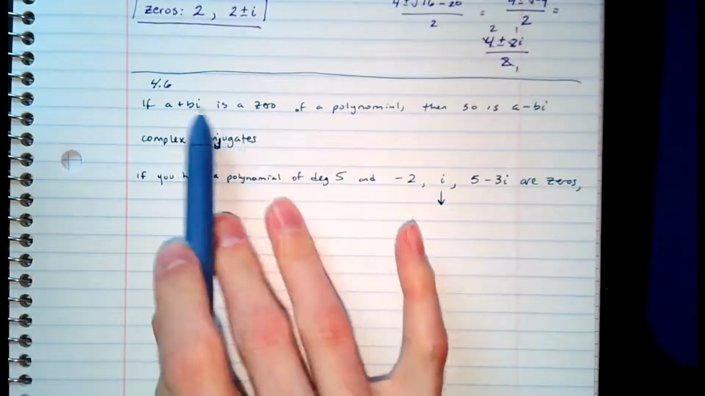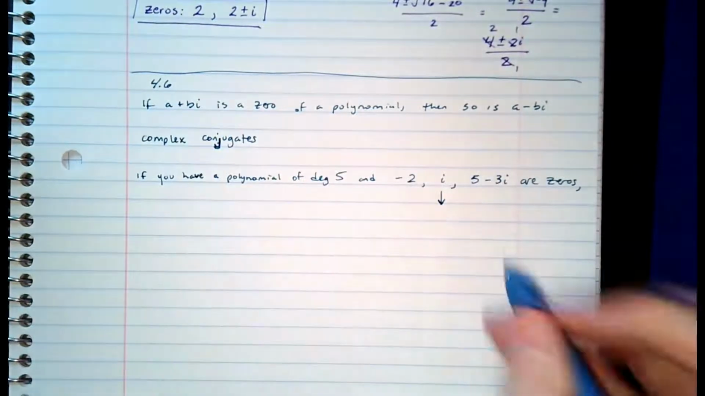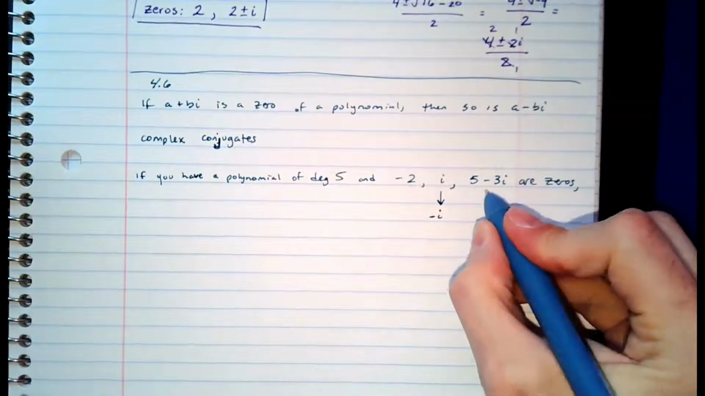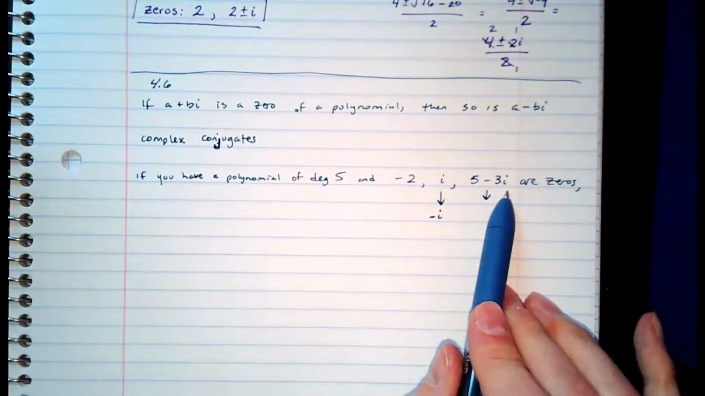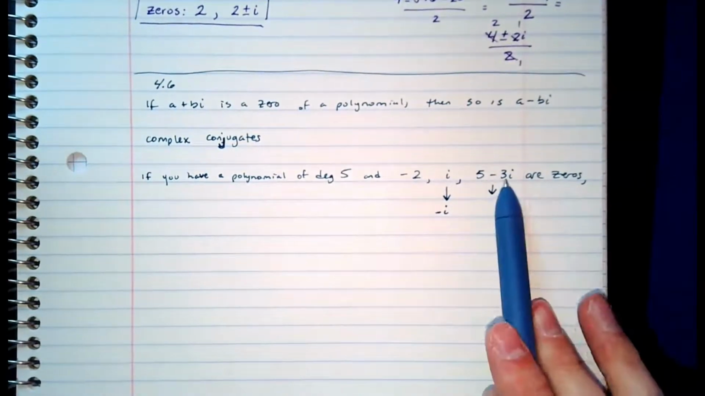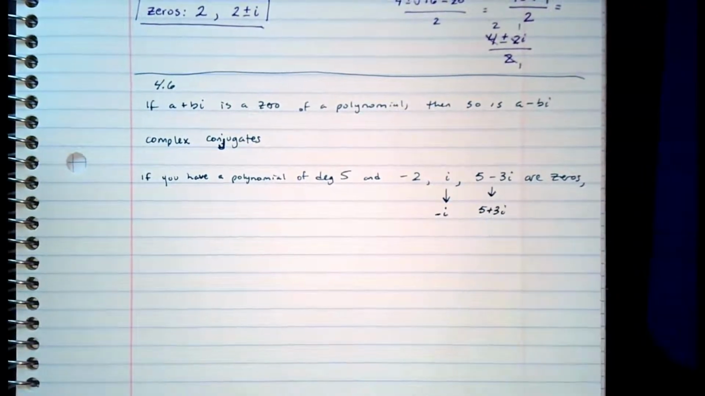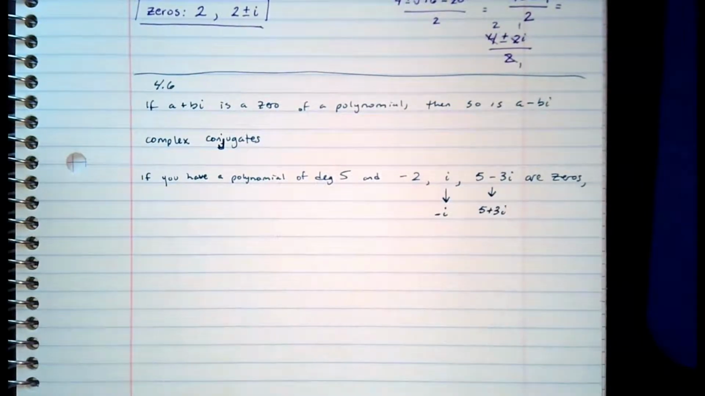How do we get the conjugate? You take the opposite sign of the i part. So 2i also has to be a zero. And then looking at 5 minus 3i, the imaginary part minus 3i has to flip signs, so 5 plus 3i also has to be a zero. So let's do what we were doing for 4.6 backwards, where I'm going to give you zeros and then you're going to write the polynomial that has them.